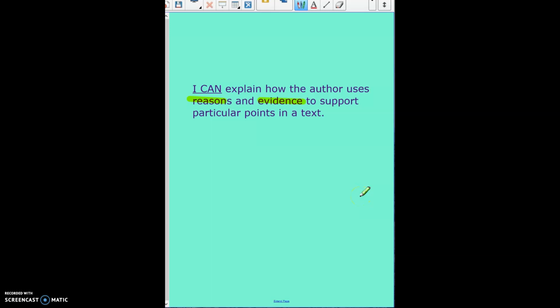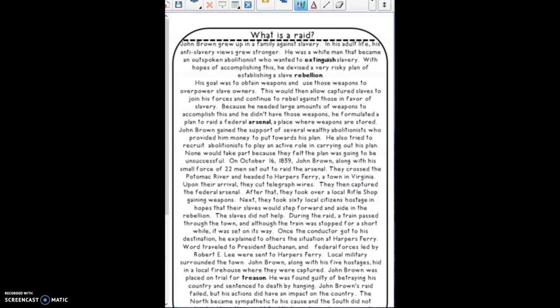So today I want to teach you how to identify the important points in a text, then determine how the author's reasons and evidence in the text support those main points. So let's take a look at today's passage together.